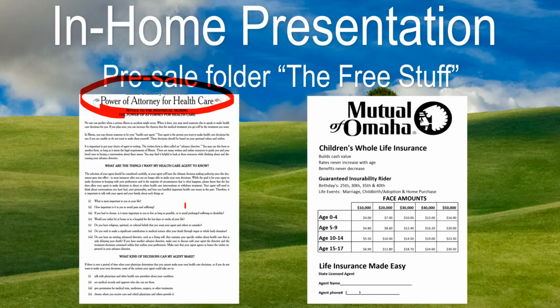And then also in my presentation folder, I always have this rate sheet printed out for the Mutual of Omaha Children's Whole Life. I just assume they have grandchildren, or they know somebody that has children between the ages of 0 and 17. I just show them this sheet and present it, and let them know, Jimmy, I also want to let you know we have great coverages through Mutual of Omaha, our Children's Whole Life product.